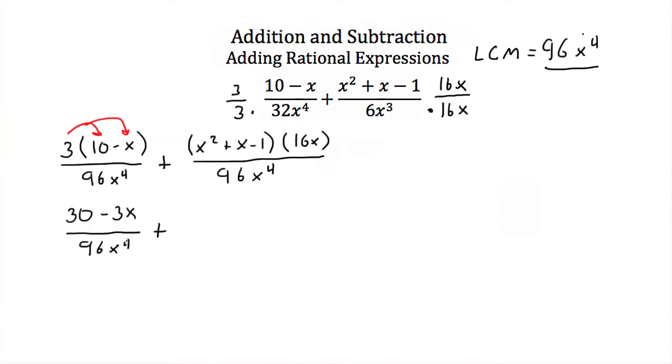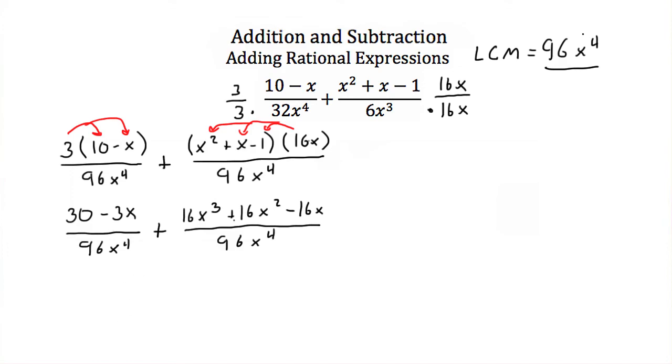I'm going to add that to my second rational expression, except I'm going to distribute this 16x inside the parentheses. 16x times x squared would be 16x cubed. 16x times x would be 16x squared, and 16x times a negative 1 would be minus 16x. And this is all over 96x to the fourth.